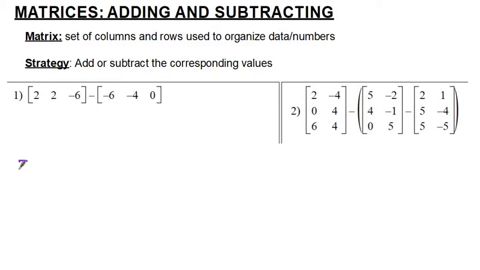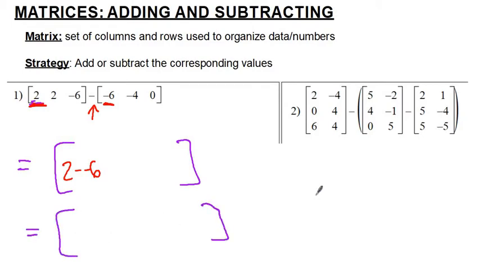Okay, so first answer right here. I'm just going to color code these. The corresponding values right here would be 2, and then there's a minus right there, minus -6. So 2 minus -6, and let's start to write our answers as we go along. What is 2 minus -6? That's the same thing as 2 plus 6, and that does equal 8.